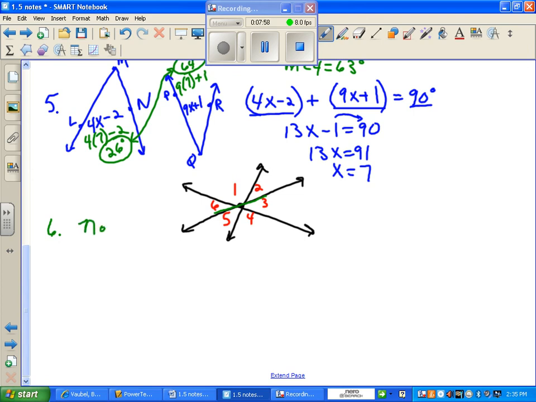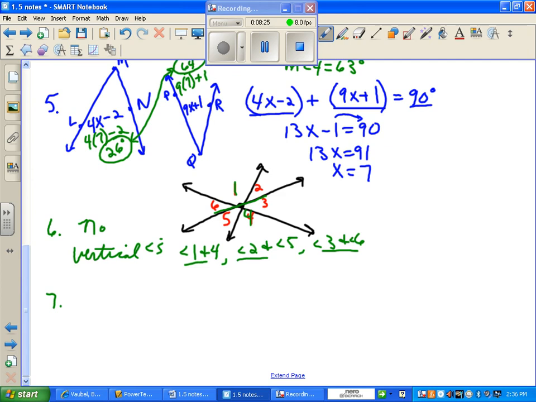The second part of number 6, do they have any vertical angles? Vertical angles are angles that are non-adjacent when two lines intersect. So angle 1 and angle 4. Also angle 2 and angle 5. Also angle 3 and angle 6. Those are all vertical angles. 3 pairs of vertical angles.